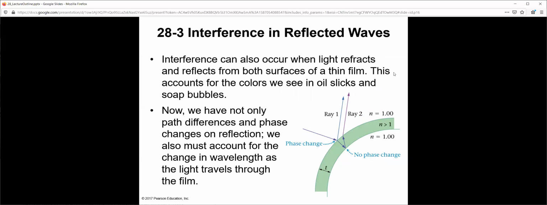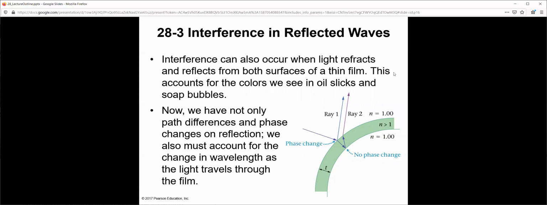This interference can also occur when light refracts and reflects from both surfaces of a thin film. This accounts for the color we see in oil slicks and soap bubbles, for example. That is, a rainbow on a soap bubble or an oil slick occurs because the light is refracting, and since all those lights are different wavelengths, they're refracting and spreading out. They're not all reflecting back as the same light that came in, white, for example.